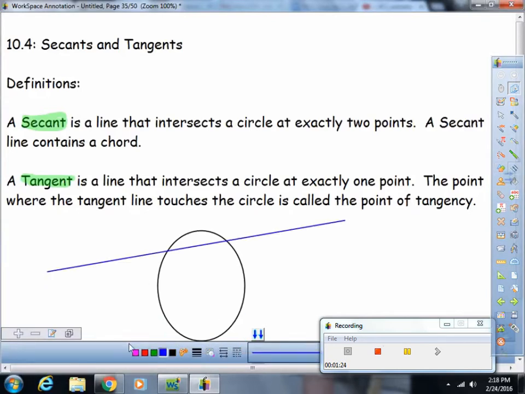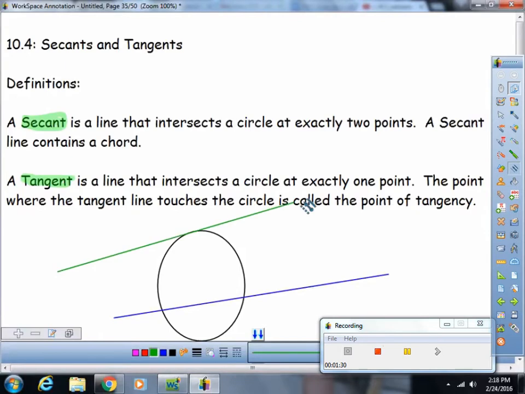So we'll draw a couple lines. Let me move that blue one down to the bottom and change colors here. Can you identify which of these lines is a secant and which one is a tangent? The blue line is, well, that's the one that contains a chord. So the blue line is a secant line. The green line is the tangent line.